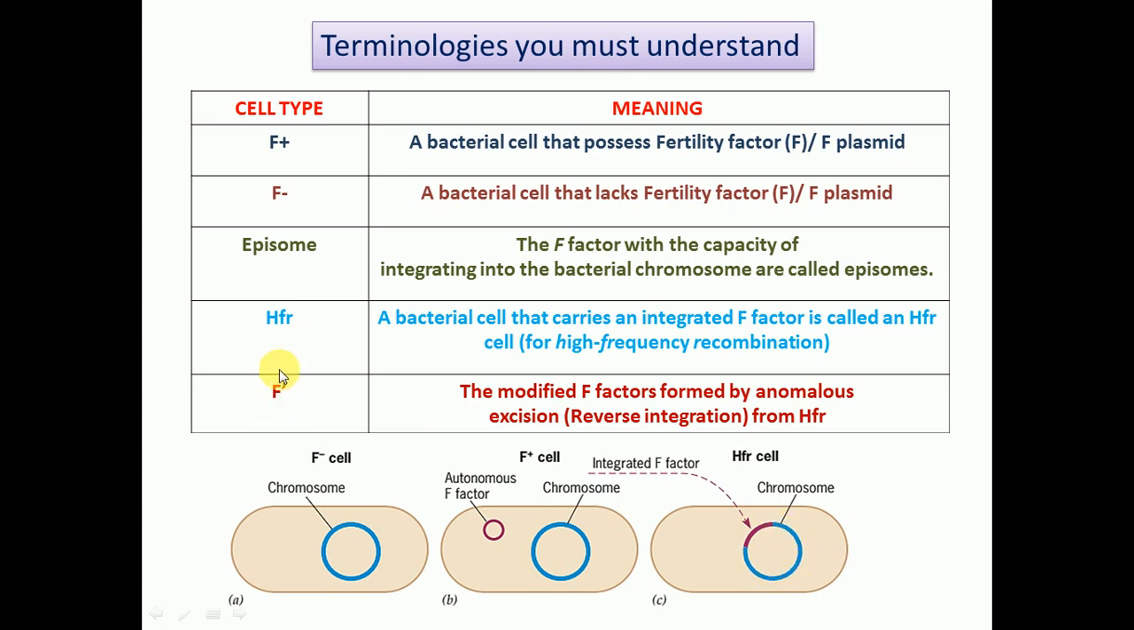What is F prime? The modified F factor formed by anomalous excision through reverse integration from HFR is called the F prime. If this F factor, which is already integrated in the HFR form, comes out of the bacterial chromosome through errorful excision through reverse integration, that will be called the F prime, and that basically contains the F factor along with some of the bacterial chromosome within it.